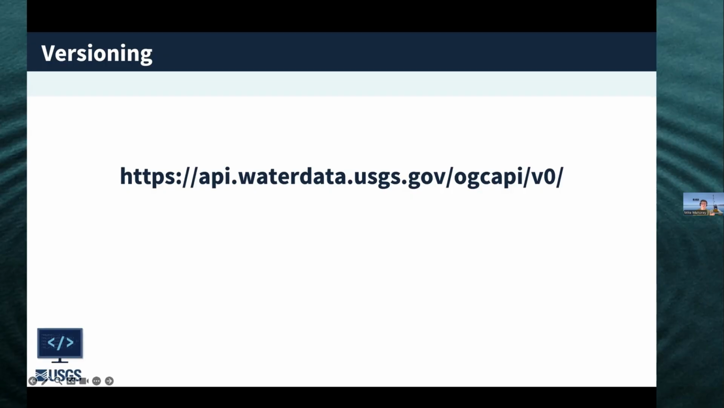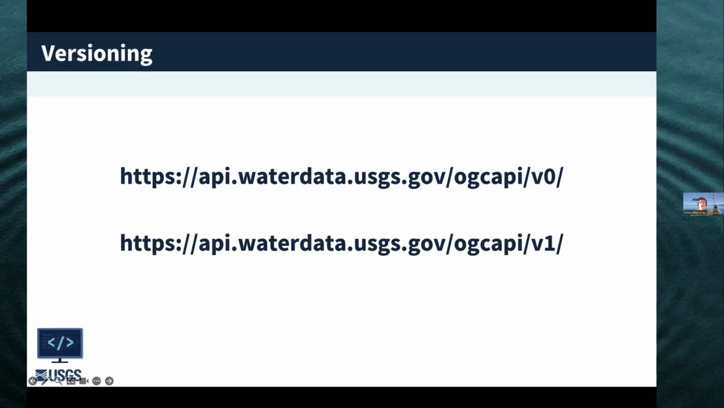We actually use these APIs on our own website. When you load up a monitoring location page or anything else on Water Data for the Nation, you're accessing data through these APIs. But we are continuing to add endpoints, continuing to add features as we go. Once we have that core set of features and endpoints available, our intent is to release a V1 of these APIs. We're going to run this V1 in parallel with V0 for at least 6 months before we decommission that older version.